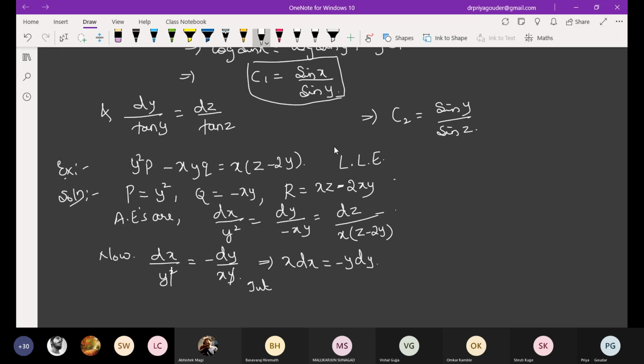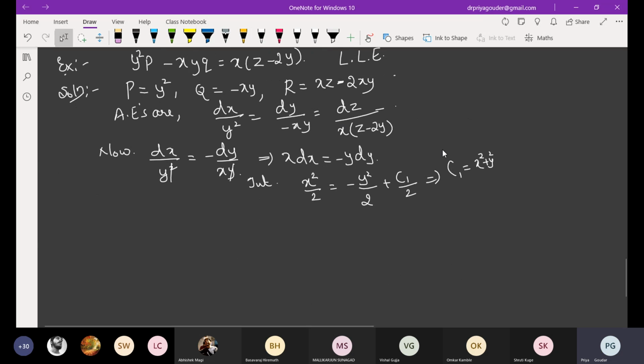What is the step? Integration will give us x square by 2, y square by 2 and c1 by 2. So what is c1? C1 is x square plus y square.